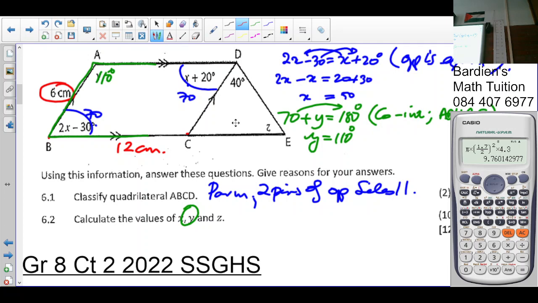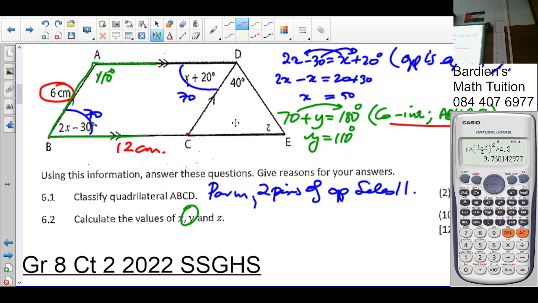Yes, Michael? So when you calculate y, and let's say your statement was wrong, but your reason is right, then you lose the mark. You're using the reason incorrectly. People, to get the reason mark, your statement must be correct.